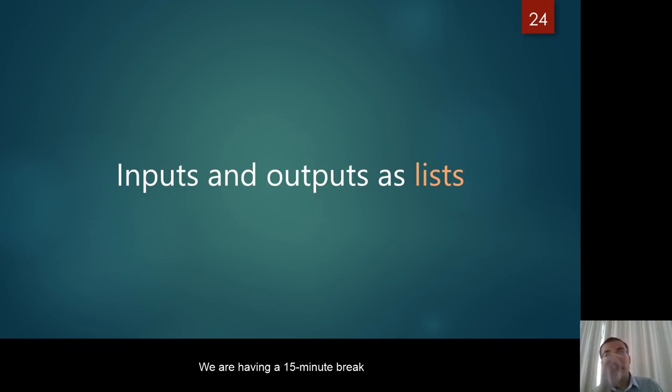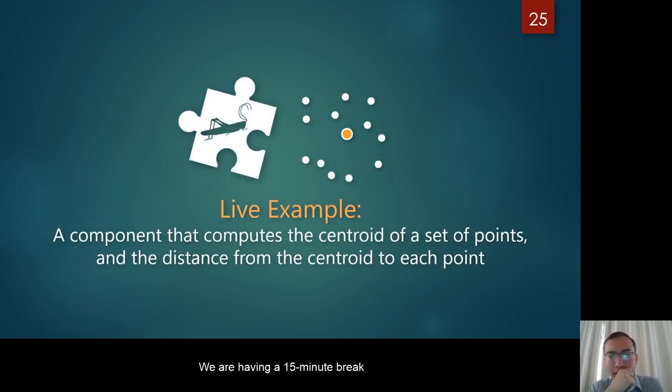So far we have written data as a single item. But now we want to write the input data and output data as a list. We already did a similar thing in a C# script component yesterday. Now we're gonna do the same thing inside our own custom Grasshopper plugin. So input and output as list. Now we're gonna make a component. This can potentially be actually a useful component because there's no built-in component that does this thing.